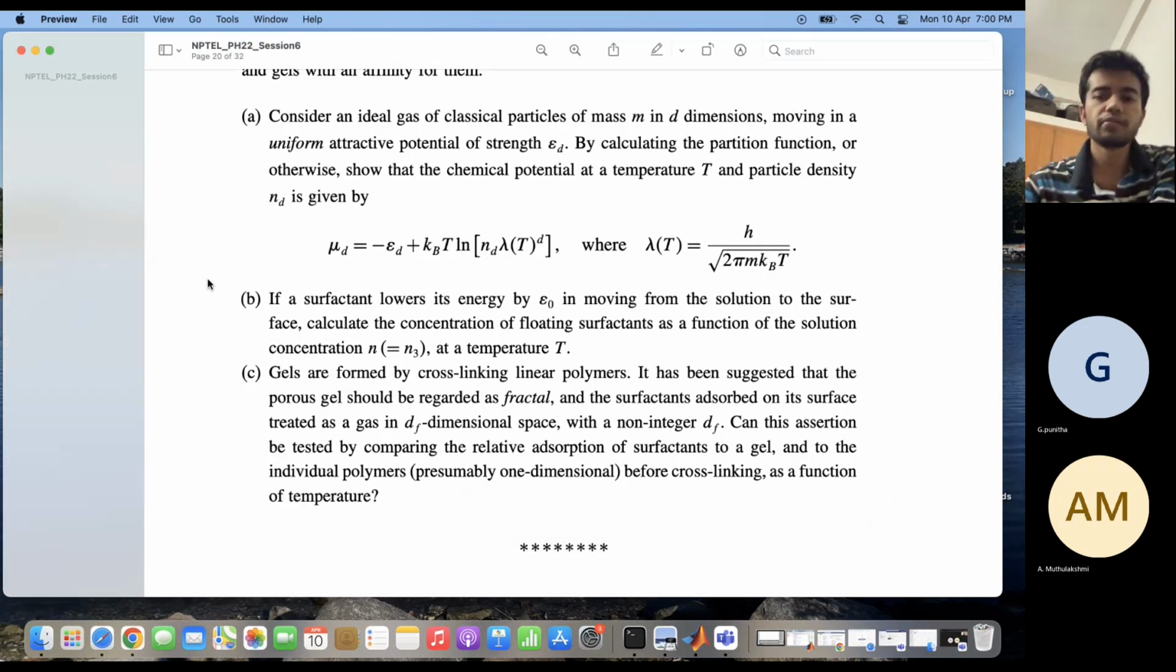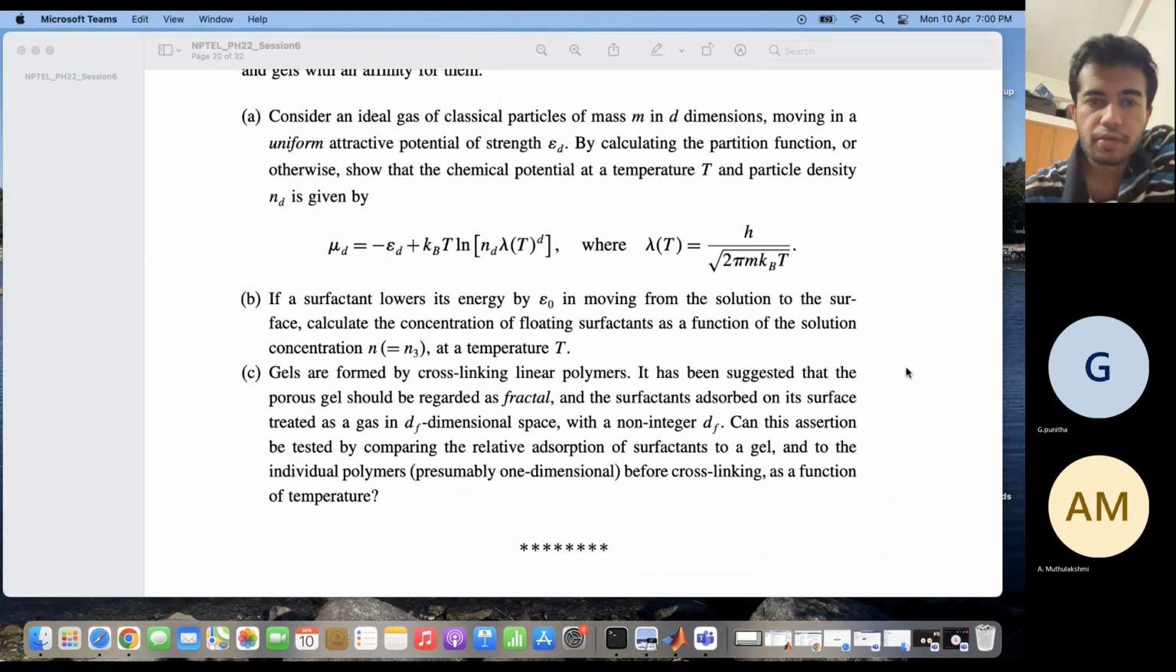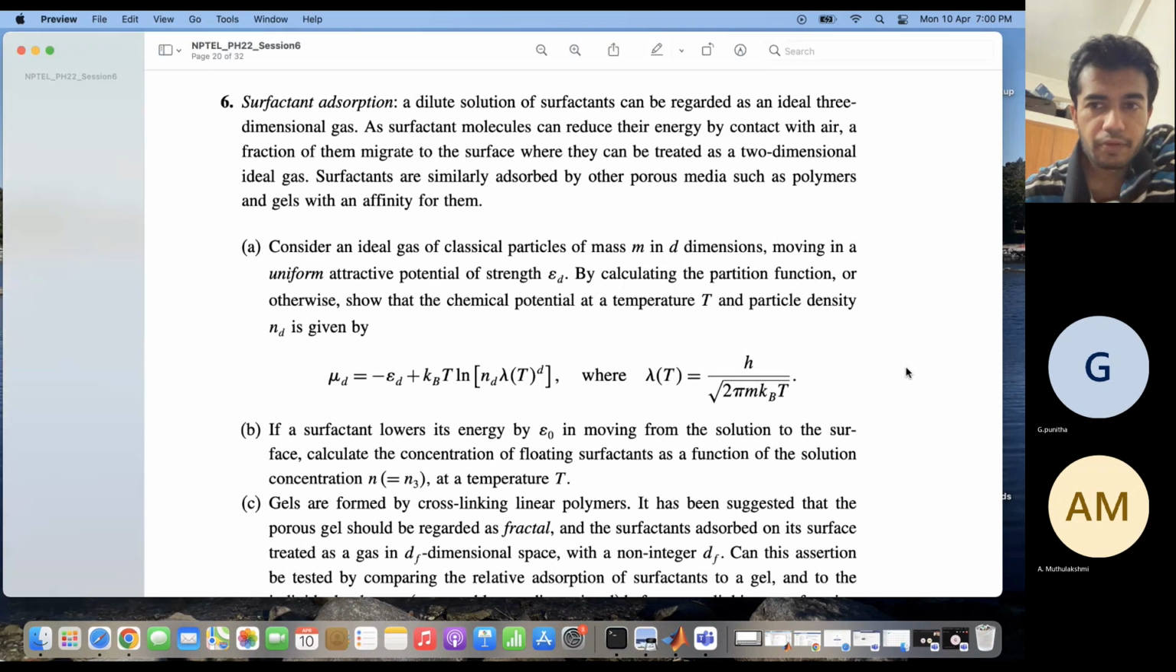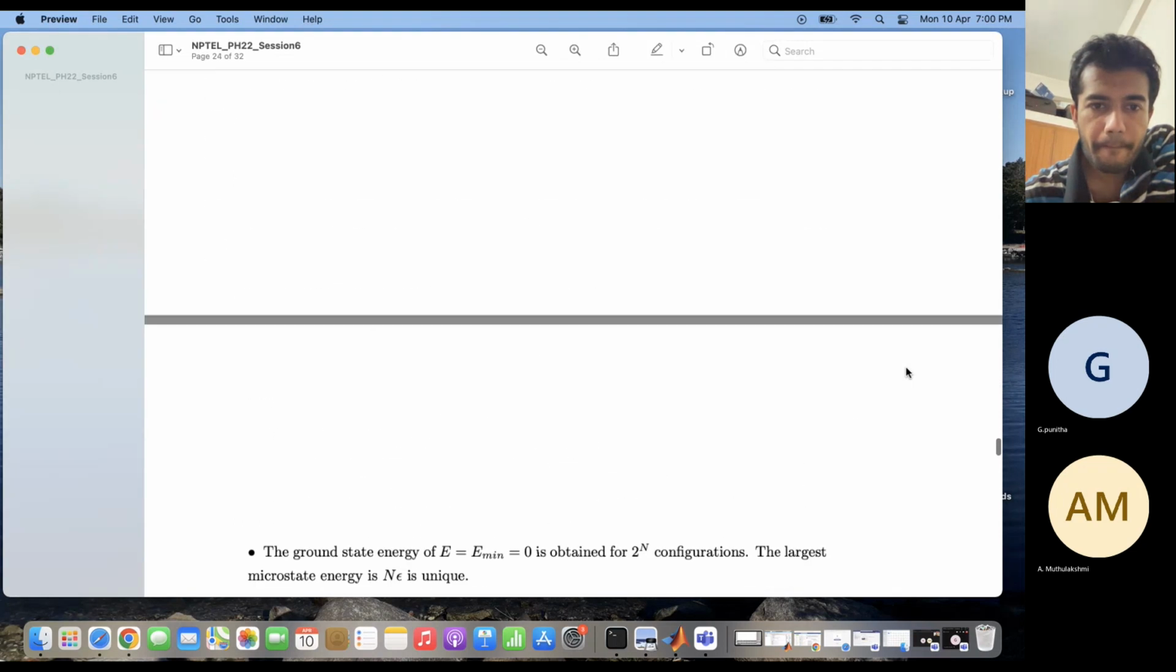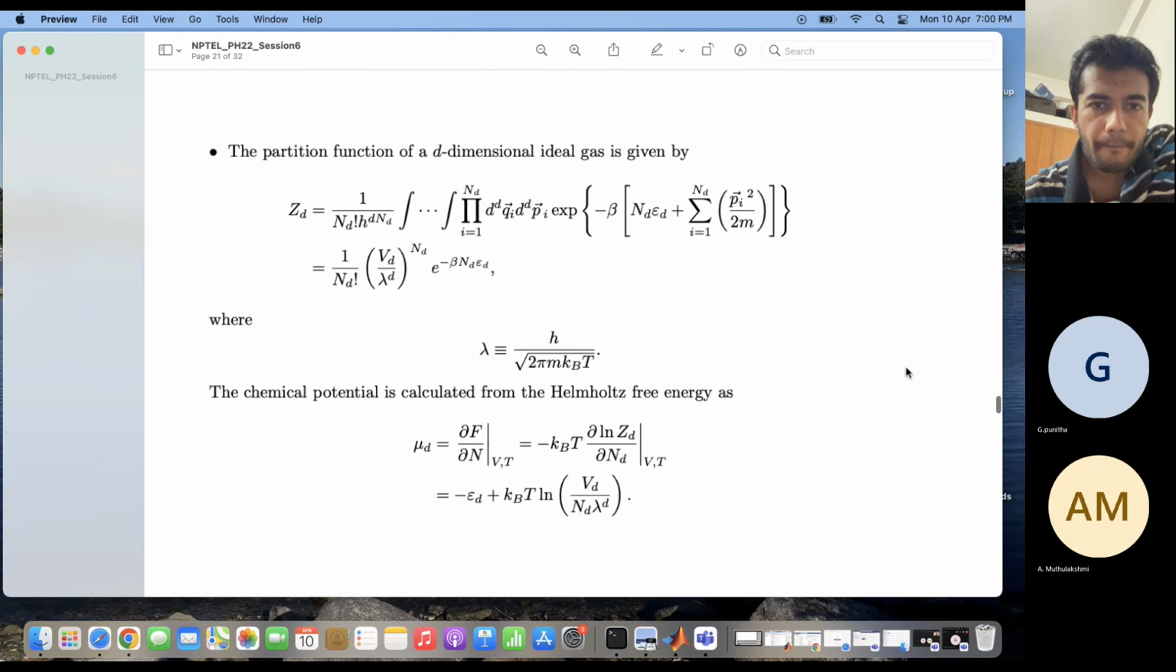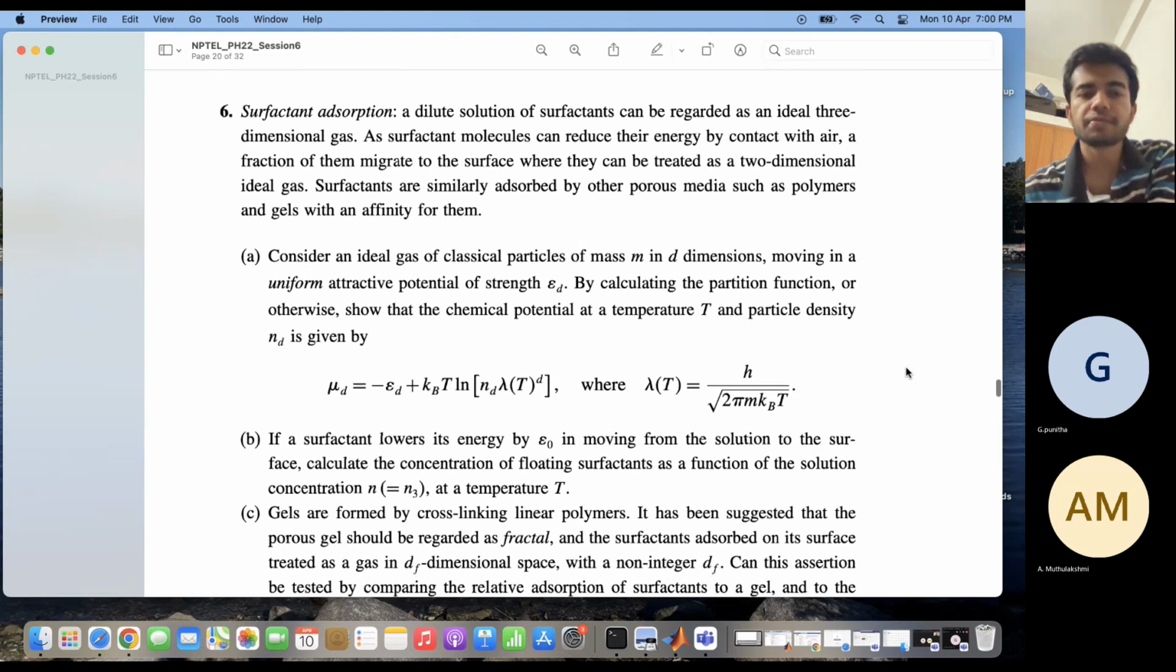Okay, so if there are no doubts, then I will move on to the next question, which is on surfactant absorption. So what does this question say? A dilute solution of surfactants can be regarded as an ideal three-dimensional gas. As surfactant molecules can reduce their energy by contact with air, a fraction of surfactants would migrate to the surface where they can be treated as a two-dimensional ideal gas.